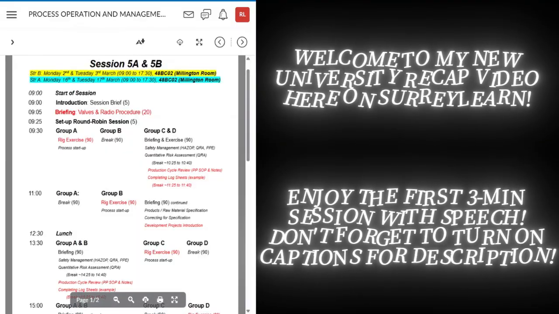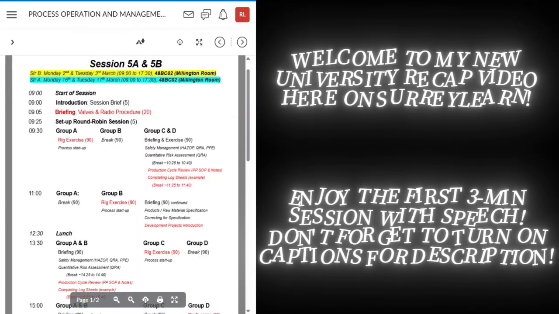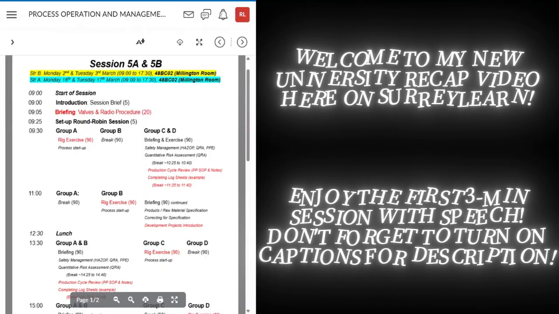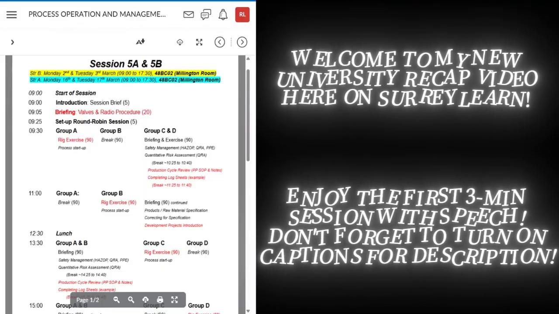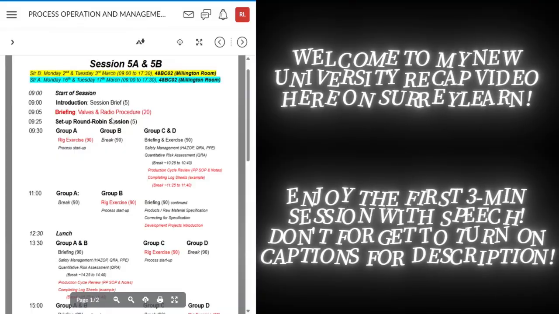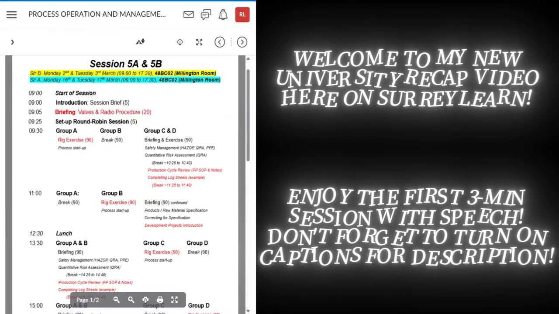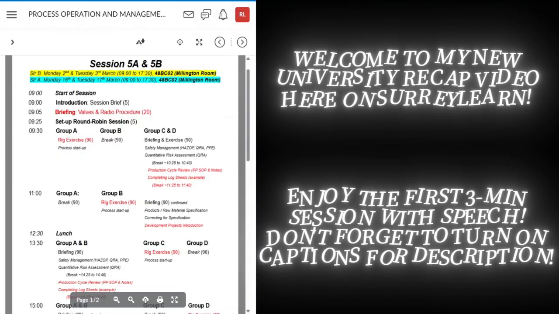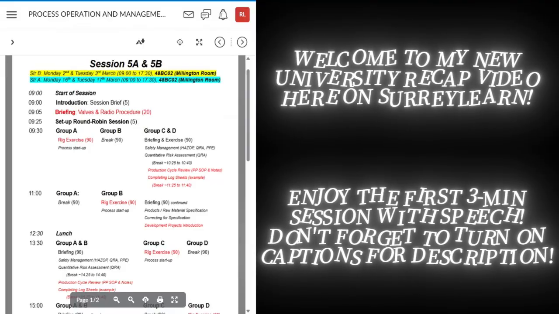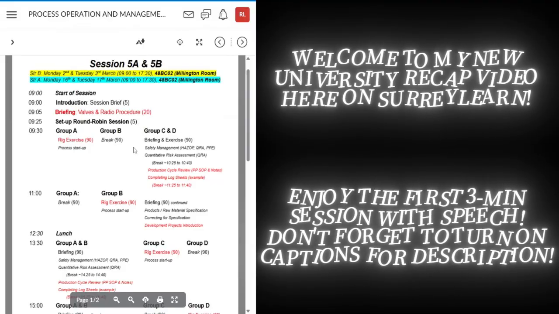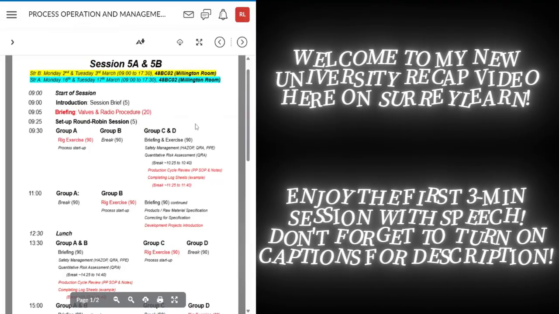At 9 a.m., the session begins, followed by a 5-minute session brief introduction, another 20 minutes of briefing, votes, and review procedure, then a round robin session for 5 more minutes. So group A, B, C, and D. I'm only going to cover what my group has to cover.